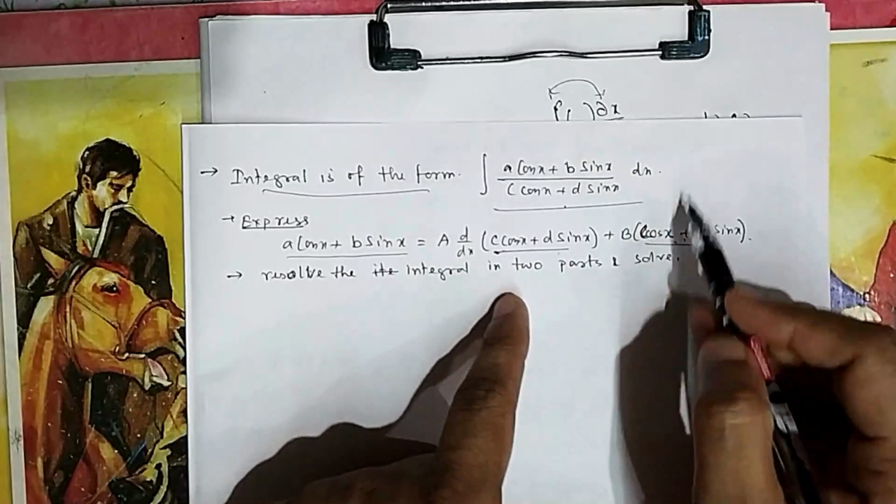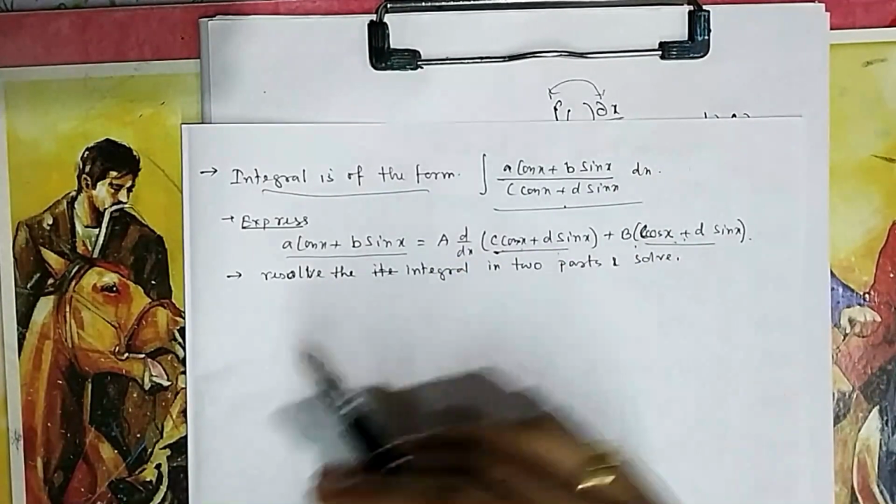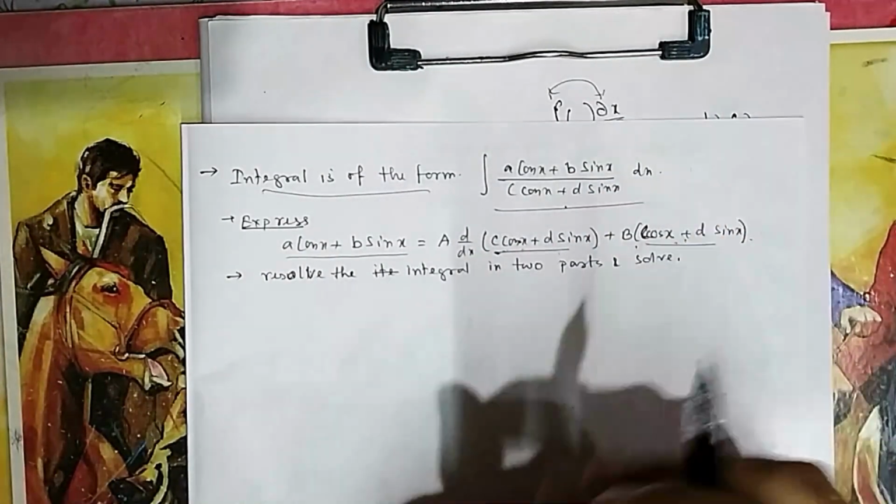If you do it, this will get cancelled and you will get only b. In this numerator, if you take t, the denominator is already there as a differentiation. So you split it into two parts and do the integration.